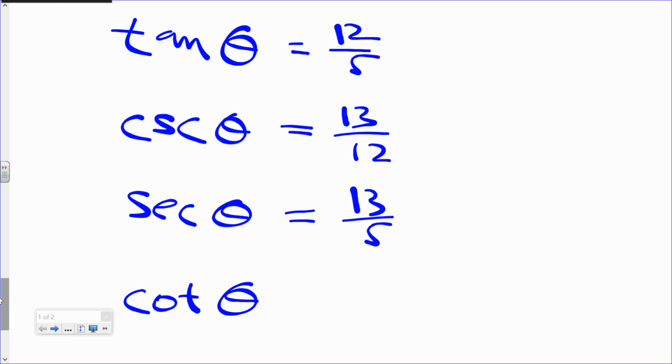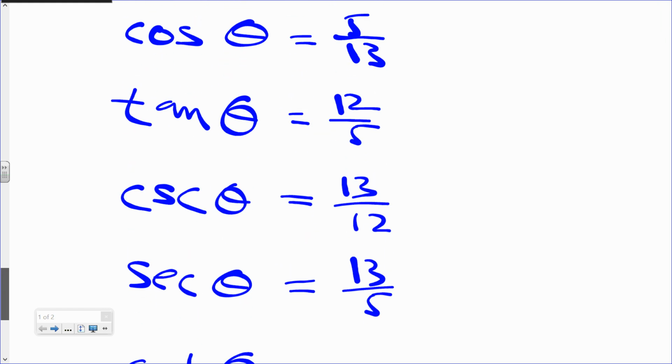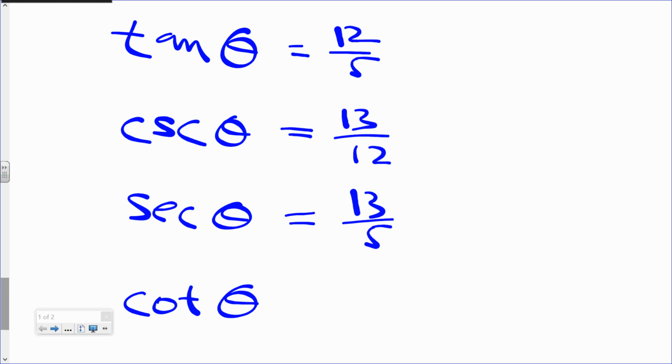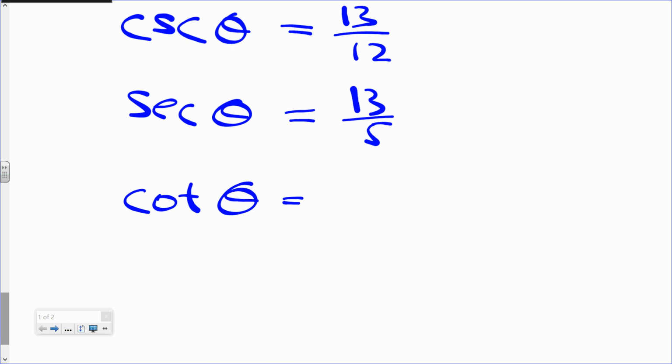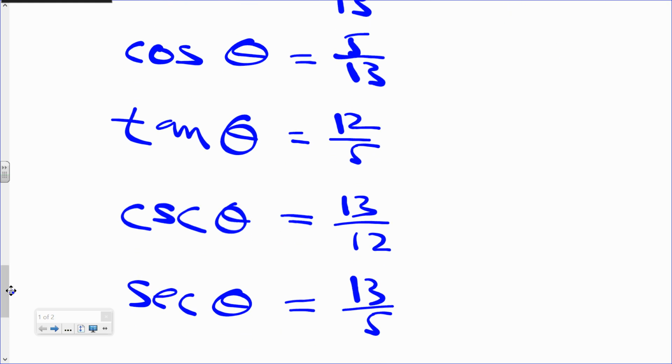Now we got the new ratios. The cosecant is the reciprocal of what? Well, what ratio is it a reciprocal of? The sine. So I'm going to take the sine and flip that puppy. 13 over 12. Do that with me. 13 over 12. It's the reciprocal of the sine, like we just put on our notes on the other side.